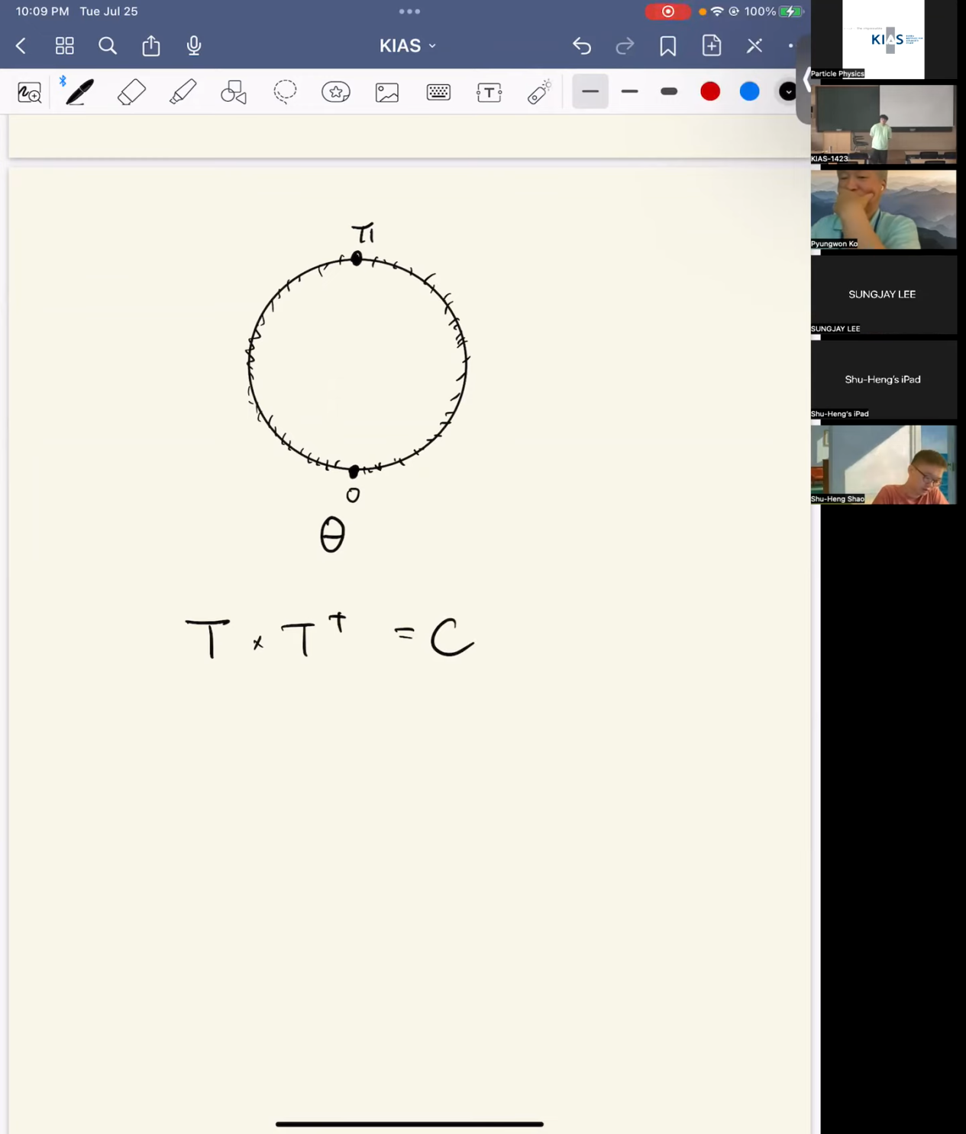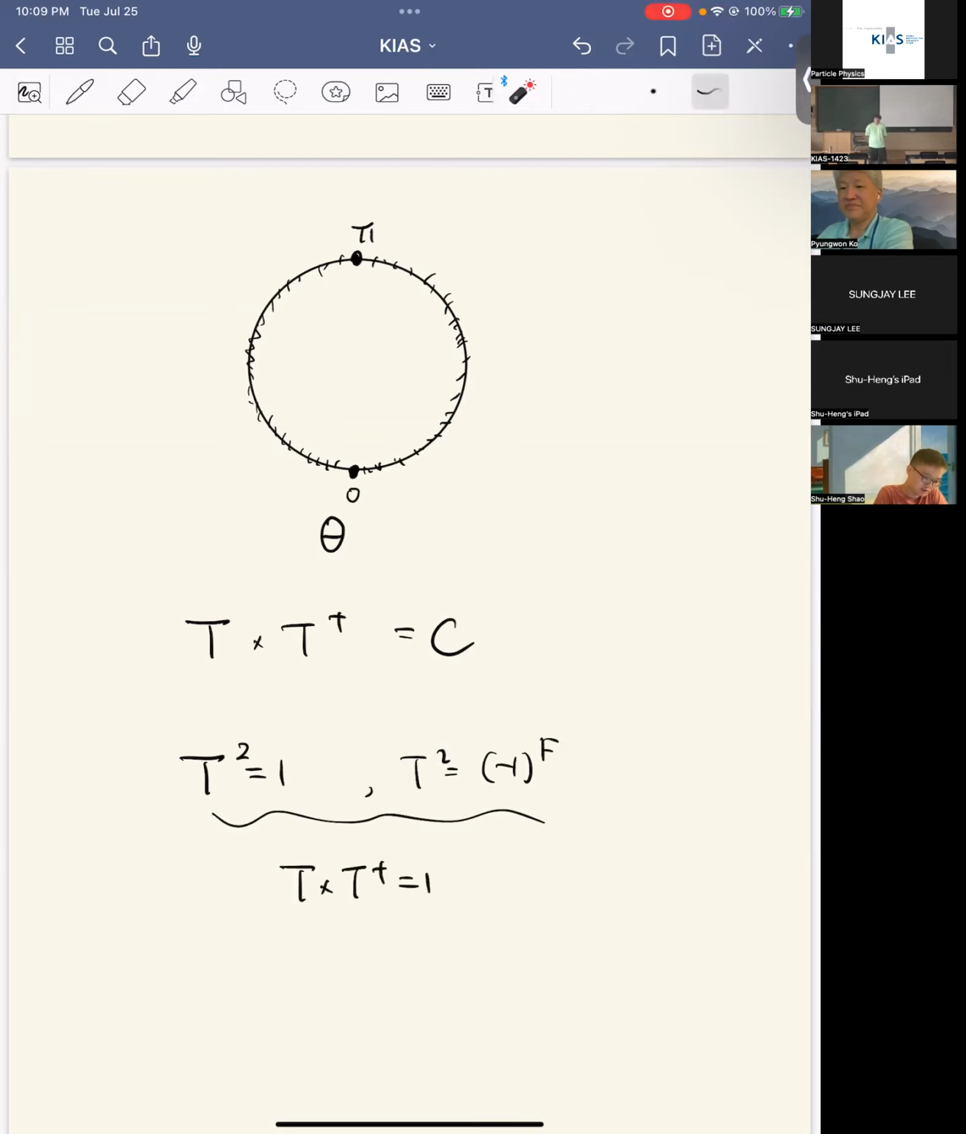Usually you can consider T, and T squared might be 1, or T squared might be minus 1 to the F. But in both cases, T times T dagger is 1. For us, T times T dagger is C. You can ask me what is T squared? Well, that's not super interesting because you can compose my T with another internal symmetry and modify the result on the right-hand side. The interesting point is that T times T dagger is not 1.